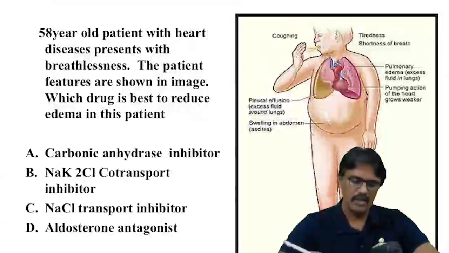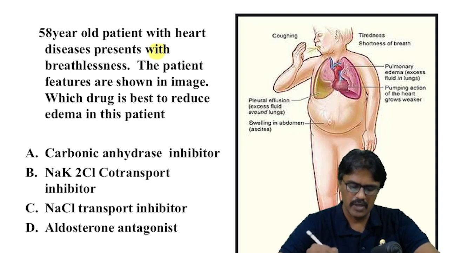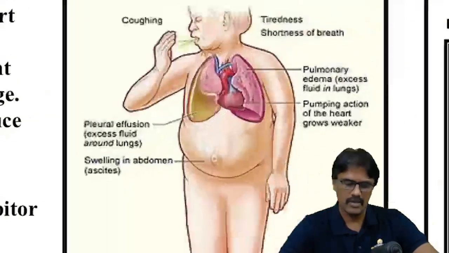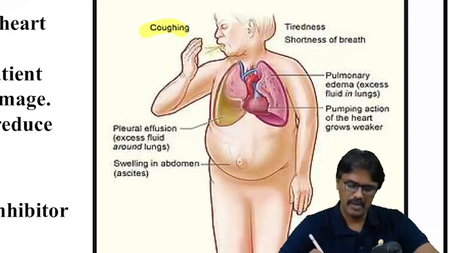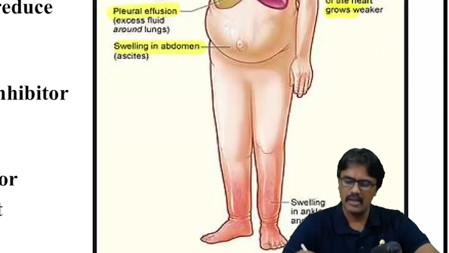Now, a 58-year-old patient with heart disease presents with breathlessness. The patient features are shown in the image. Which drug is best to reduce the edema in this patient? Now, what is this case? You can see coughing, pleural effusion, swelling in the abdomen, tiredness, shortness of breath, pulmonary edema, the pumping action of the heart has become weaker, and you can see swelling in the legs.